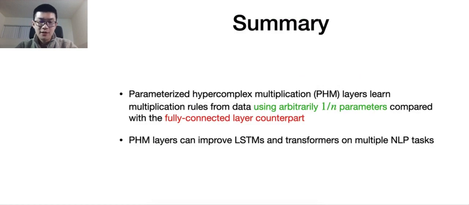So in summary, in this work, we proposed the parameterized hypercomplex multiplication layers, which is the PHM layers. These layers can learn the multiplication rules from data using arbitrarily 1/n learnable parameters in comparison with the fully connected layers counterpart. And in the experiments, we also show that these PHM layers can improve both the LSTMs and the transformers on multiple NLP tasks, such as natural language inference, neural machine translation, text style transfer, and the subject-verb agreement tasks. Thanks.